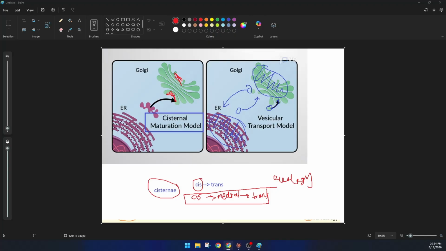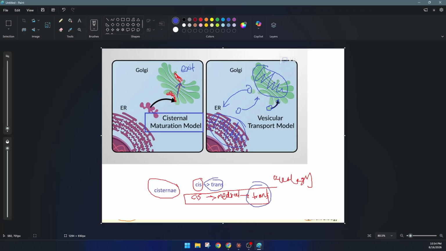Exit at the back, trans. Once the cisterna reaches the trans end, it breaks apart into secretory vesicles that deliver the finished proteins to lysosomes, the plasma membrane, or outside of the cell. So basically, it matures within this Golgi apparatus, and then it's able to exit. And where does it exit? It exits at the trans side of the Golgi apparatus, where it could be delivered to other organelles in the cell. So that's basically what it is.